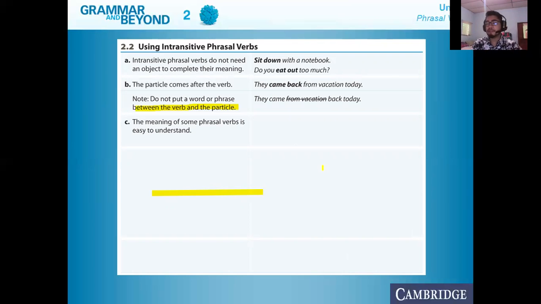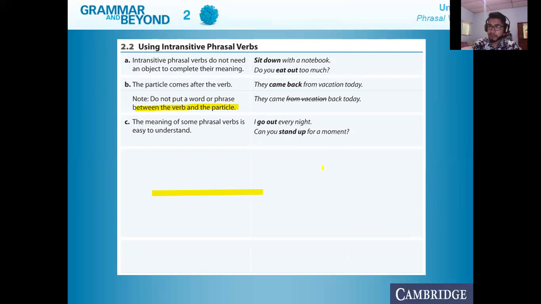The meaning of some phrasal verbs is easy to understand. Why is it easy to understand? Because sometimes it depends on the context of the sentence to understand what is implied with the verb. For example, "I go out every night." Really easy, right? We don't need to think about it to understand its meaning, and we don't need a lot of explanation to understand the meaning of this phrasal verb.